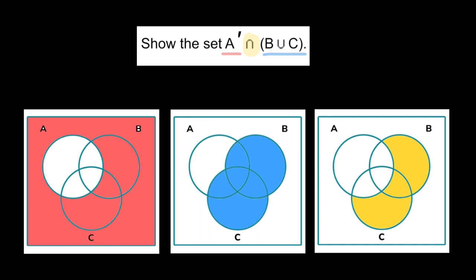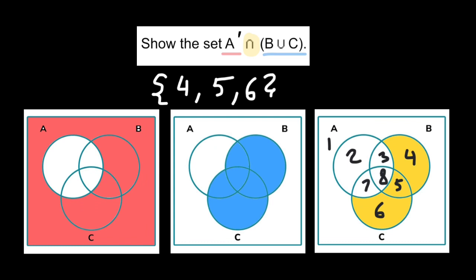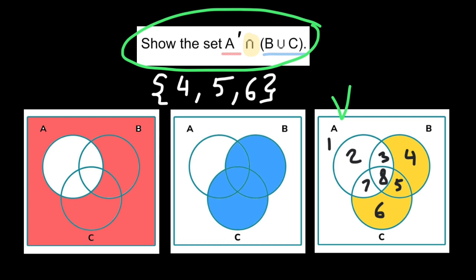Now imagine that we have the following numbers: 1, 2, 3, 4, 5, 6, 7, and 8. So what would be the set of numbers? It's going to be 4, 5, and 6. So this is how this set is going to look, and this is all for today.